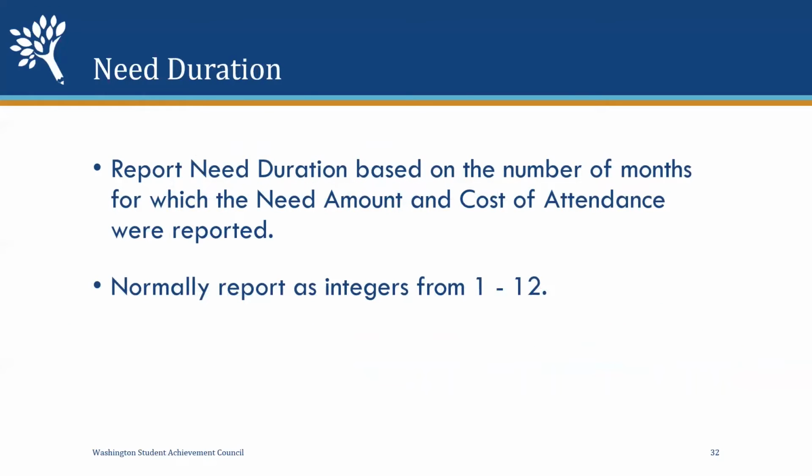Need duration is probably the area where we have the least consistency. We want you to report the need duration based on the number of months for which the need amount and cost of attendance were reported. And normally that's integers from 1 to 12. The majority of institutions that we deal with are on the 9-month budget, and so that's fairly easy.